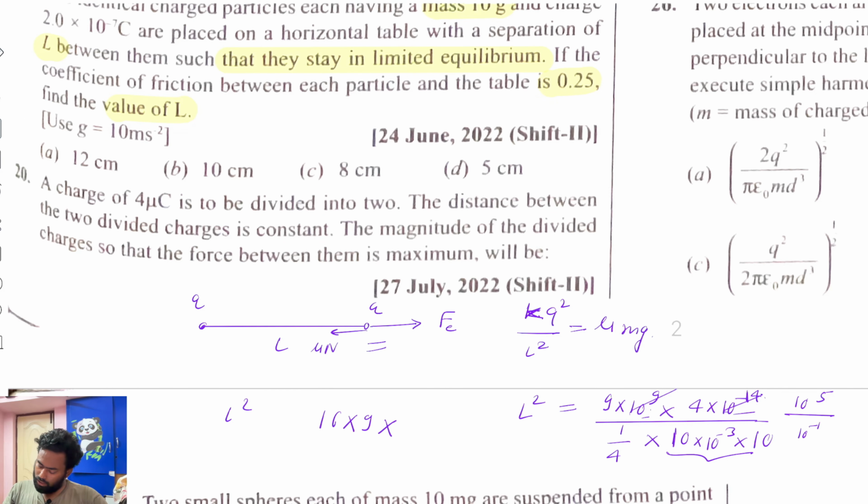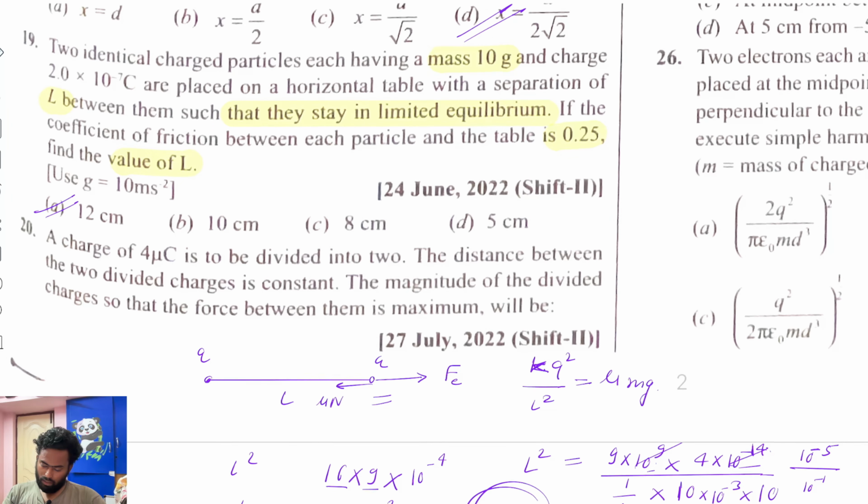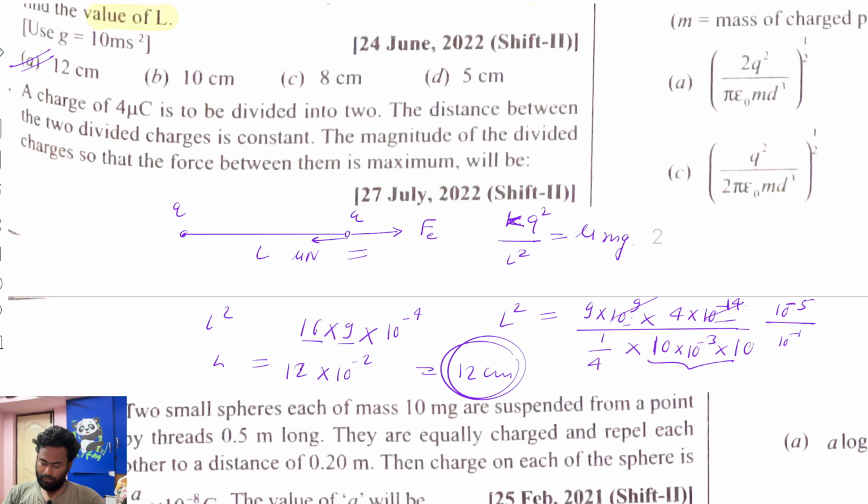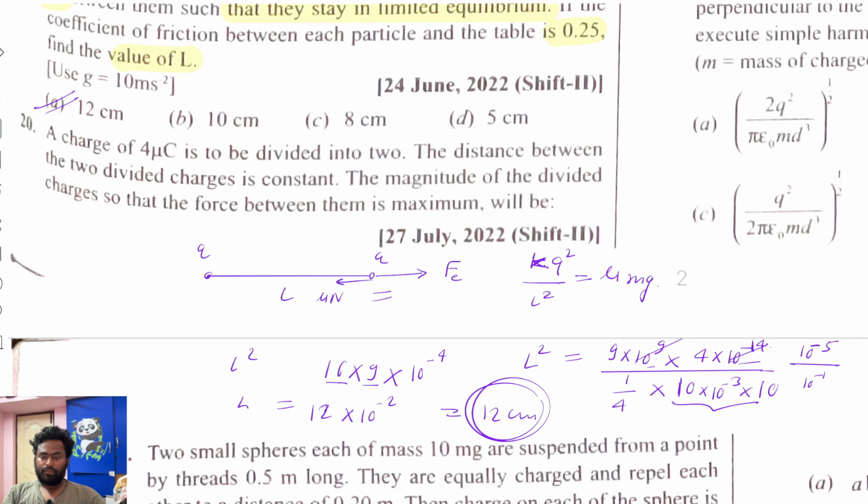So L square will become 16 to the power minus 14. So 9 minus 14, 10 to the power minus 5, 10 to the power minus 1, so 10 to the power minus 4. So L will become 4, 3, 12 times 10 to the power minus 2. So that is around 12 centimeter. Option number 1. Okay. 12 centimeter. Clear? So let's move to the next question.